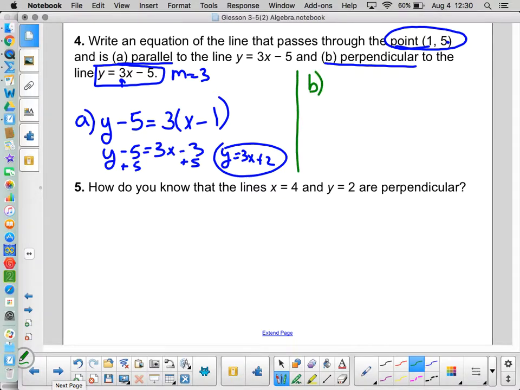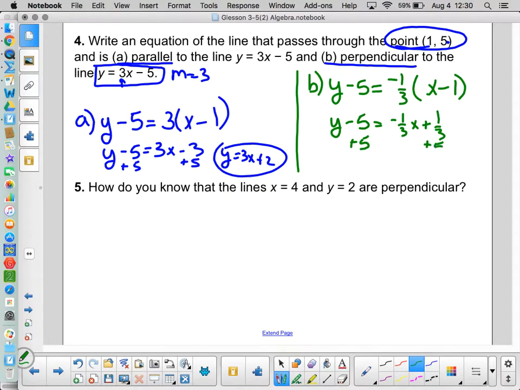For B, same setup. But now we're perpendicular, so instead of using the same slope, we're going to use a negative reciprocal slope, or negative 1/3. And y minus 5 equals negative 1/3 x plus 1/3. Add 5 to both sides. So y equals negative 1/3 x. Now, 5 and 1/3 is what we're going to come up with, but we don't really like mixed numbers anymore. So we're going to express it as a fraction. It's going to be 16/3.